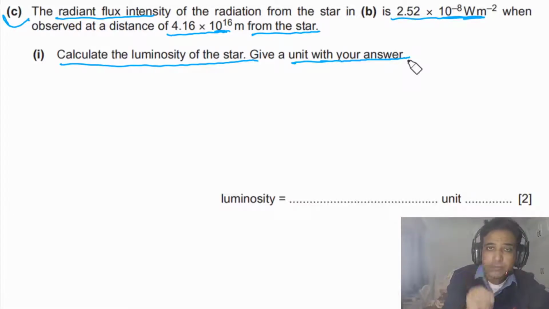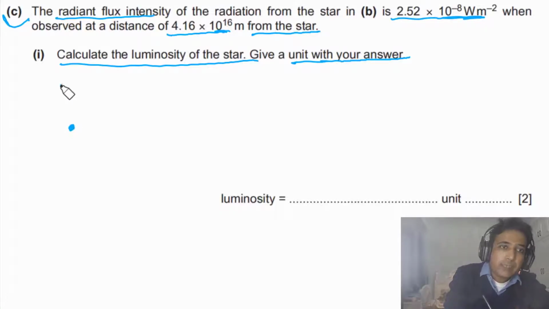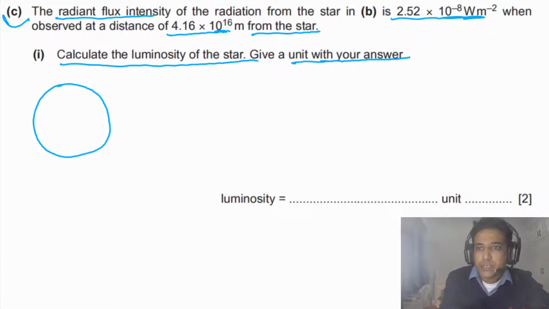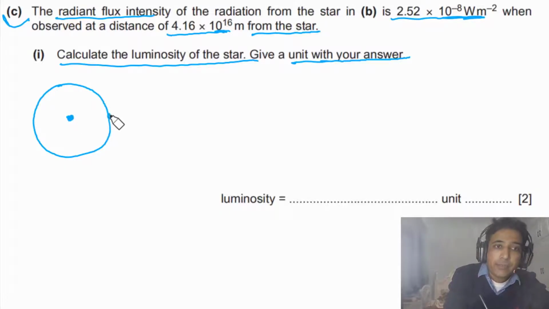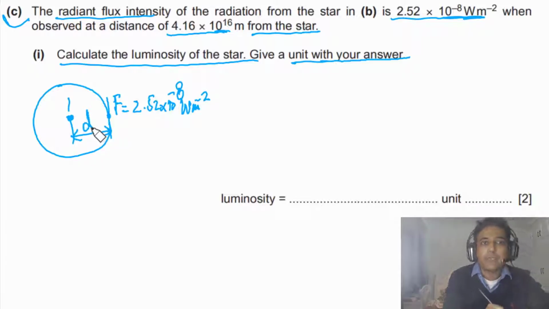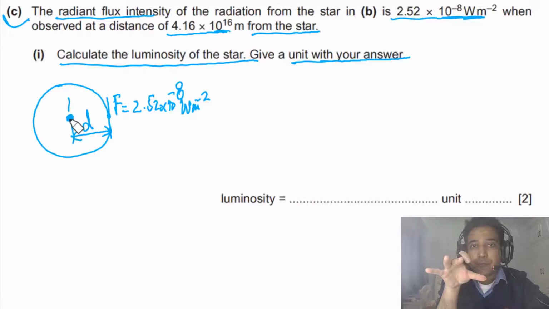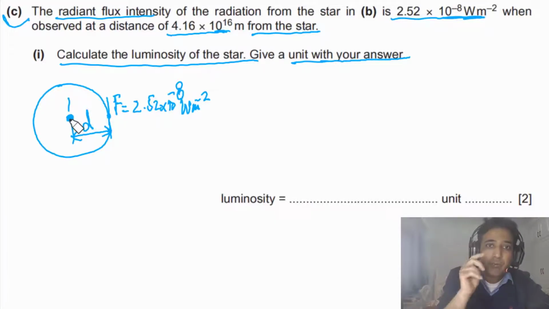So first of all, for this question, you can simply imagine we have a star here. And if we look at a distance, as it is given in the question, we can move from the star to the center. At this point, the flux intensity is given to us. So we have the value of F, that is 2.52 times 10 to the minus 8 watts per square meter. And the distance is also given to us. We need to find the luminosity of the star, meaning the emitted power of the star.